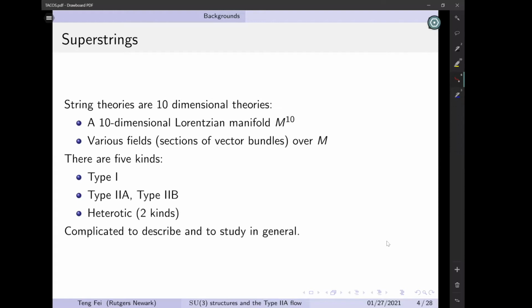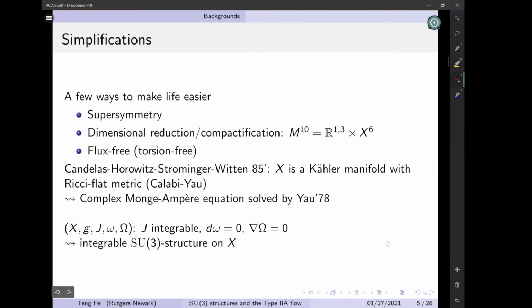In general, the string theories are very complicated to describe, and they are not easy to study either. So we want to somehow simplify the things we study. And there are actually a few ways to make life easier. The first thing one can do is to impose what's called supersymmetry. This is a kind of symmetry which exchanges bosons and fermions.